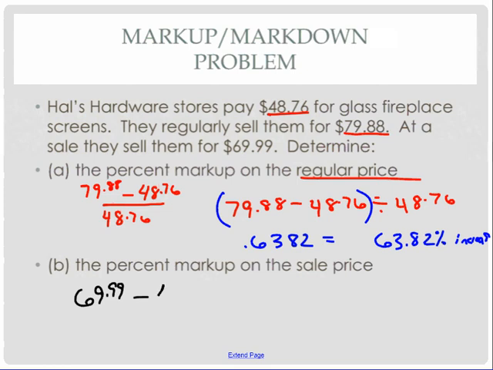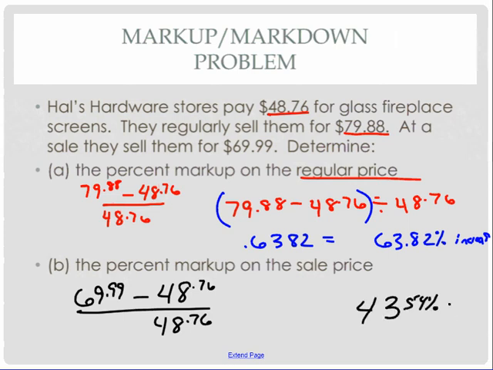Everything else is the same, 48.76 and then 48.76. Right? The dealer cost doesn't change, only how much he's selling it for. Okay. So you do all that, you should end up with a 43.54% increase or markup. Okay. Make sure that you don't get sloppy like I do and forget decimals. Those are pretty important. Okay.